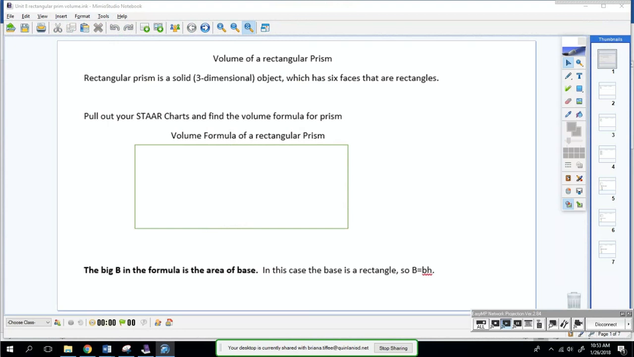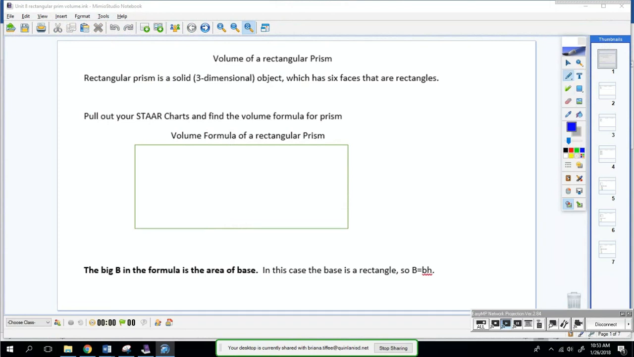So today we're going to be learning the volume of rectangular prism. Rectangular prism is a solid three-dimensional object, which has 6 faces that are rectangles. So pull out your star chart and find the volume formula for a prism. When you find it, it'll say for a prism, not just for a rectangular prism. So there's multiple prisms that we're going to learn about.